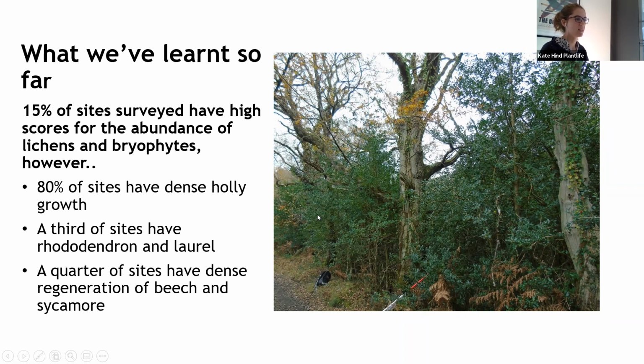And you can see that in this picture. There's lots and lots of holly, and it makes some of the woodlands impenetrable. You can't get into them because there's so much holly. We've also found a third of the sites so far have rhododendron and laurel, and a quarter of the sites have dense regeneration of beech and sycamore as well. So these are all things that Alison mentioned, which reduce the amount of light and cause a lot of shading in the woodland.